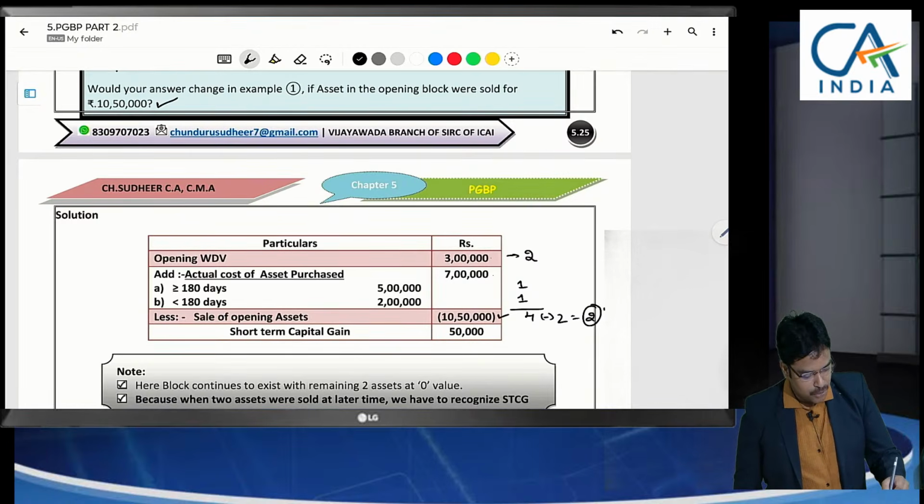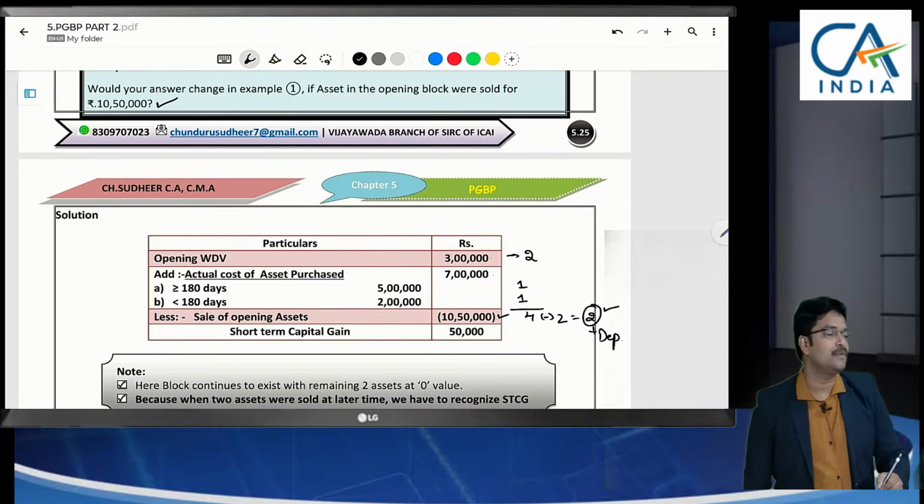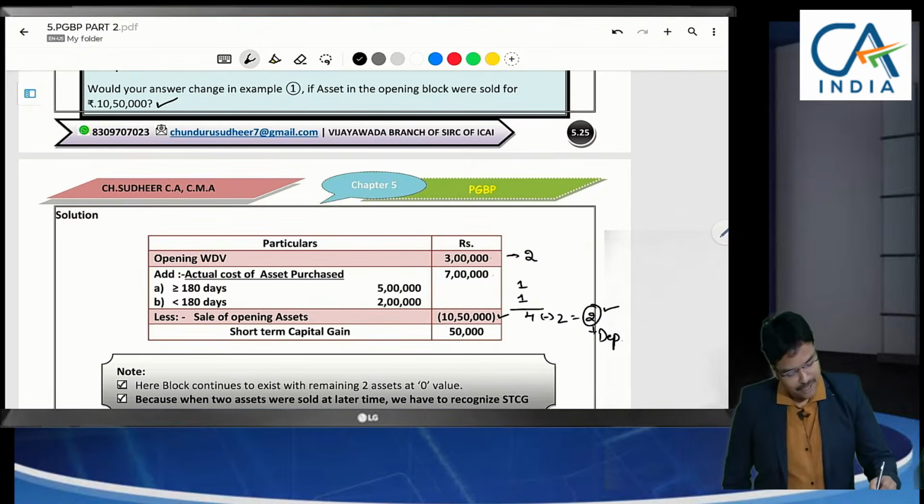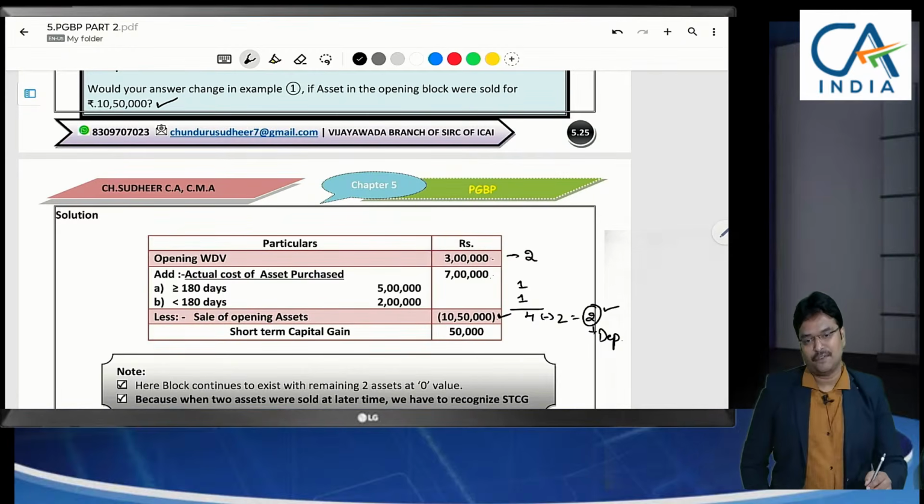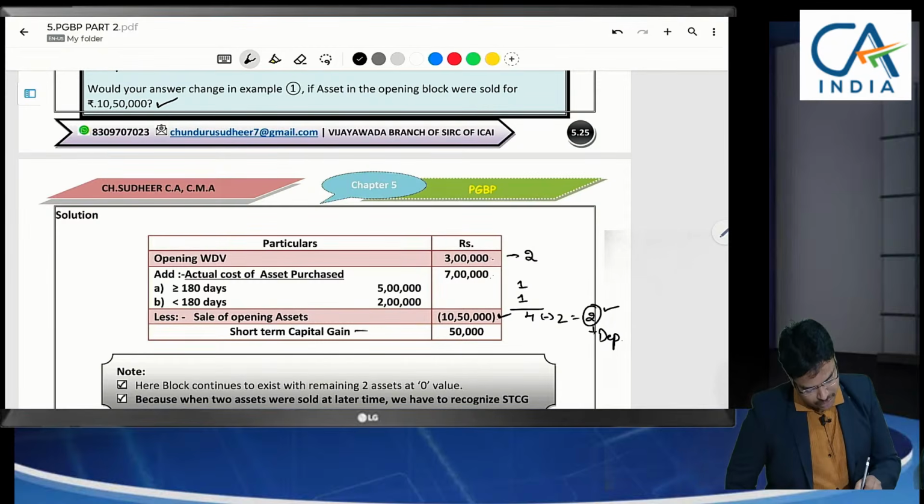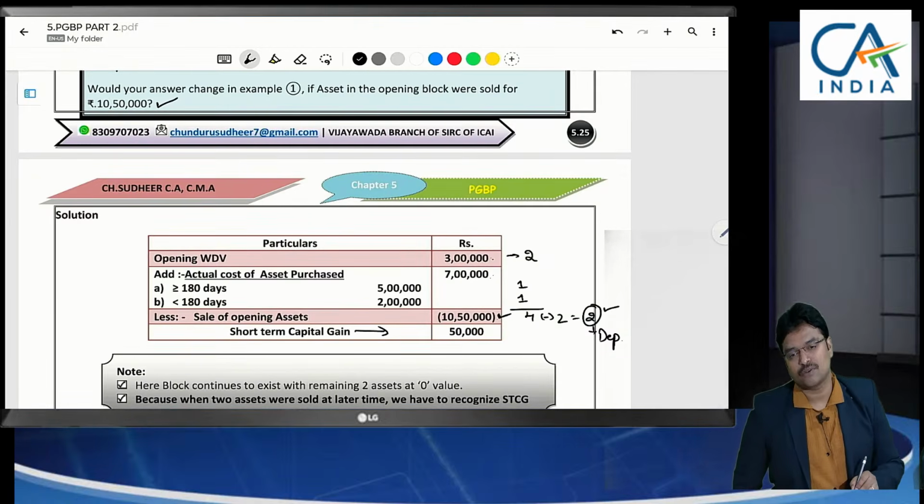Since there are 2 assets in the block, we can claim depreciation. But here the asset is being sold for more than the block value. Here the block value is 3 plus 7, 10. Now opening assets were itself sold for 10,50,000. Hence this 50,000 should be treated as short-term capital gain because it was sold in excess of WDV. That's why we are recognizing capital gain here.